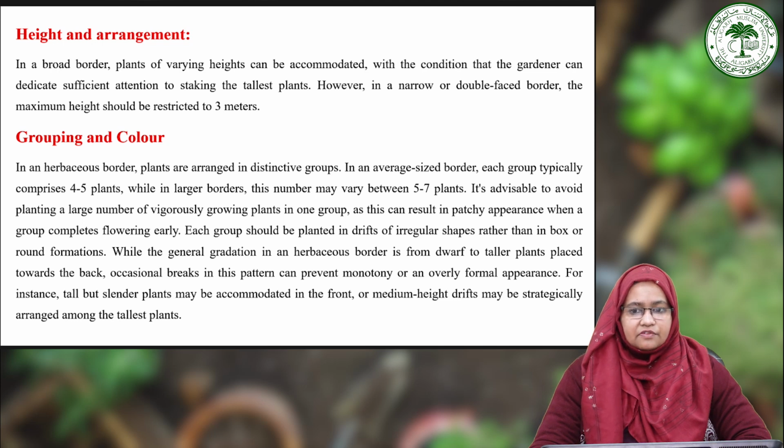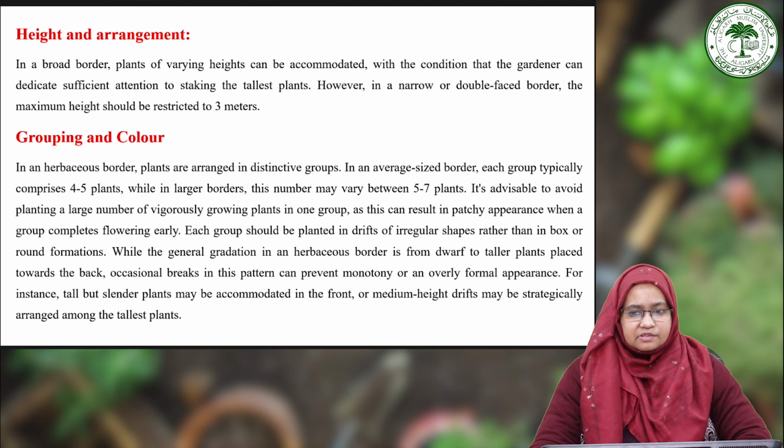However, in narrower borders or double-faced borders, it's advisable to restrict the minimum height of plants to 3 meters. This limitation helps maintain balance and prevents overcrowding, ensuring that all plants receive adequate light and airflow while contributing to an aesthetically pleasing overall composition. By careful consideration of height and arrangement, gardeners can create harmonious and well-balanced herbaceous borders that enhance the beauty of their outdoor spaces.